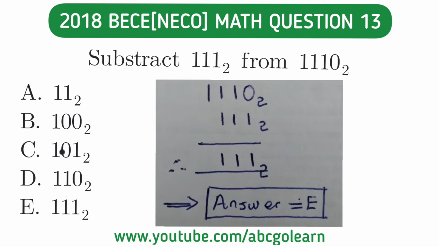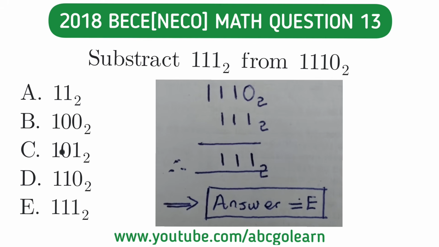Question number 13. Subtract 112 from 1110 in base 2. You can use 2 methods, but I would advise you not to use the second method because it will waste your time. You first convert it to base 10, then from that base 10 you convert it back to base 2. To avoid wasting time, because it is in the same base, you can just subtract it. So that's what we are going to do right here now.